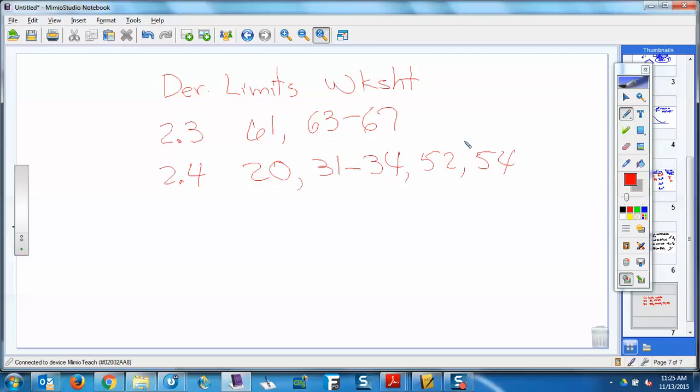Now 52 is probably the toughest one there. So I'll understand if you have some difficulty there. Don't kill yourself racking your brain on that one. But 54 you should definitely be able to do. 54 is a lot like number 20. So 54 you should be able to do. 52, that's a tricky one. So take that as a challenge. If you like a challenge, try to get it figured out.